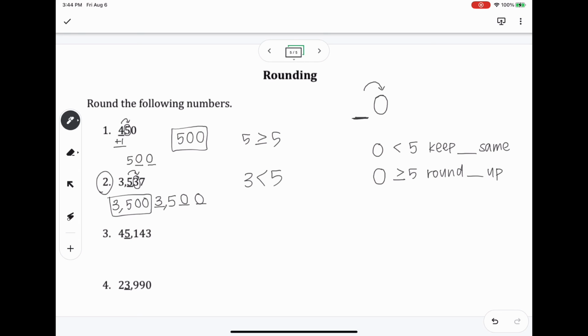So keep in mind, your first step should be to look at the number on the right of it and circle it and see which option it goes into. And once you do, you're going to do that option. And the numbers to the right of the underlined value will turn all to 0, and the numbers to the left of it will be kept the same. And that's it for today.